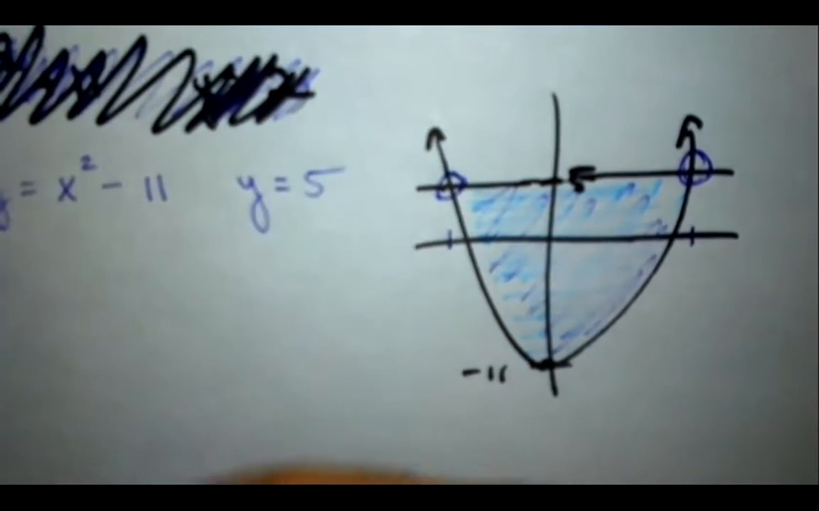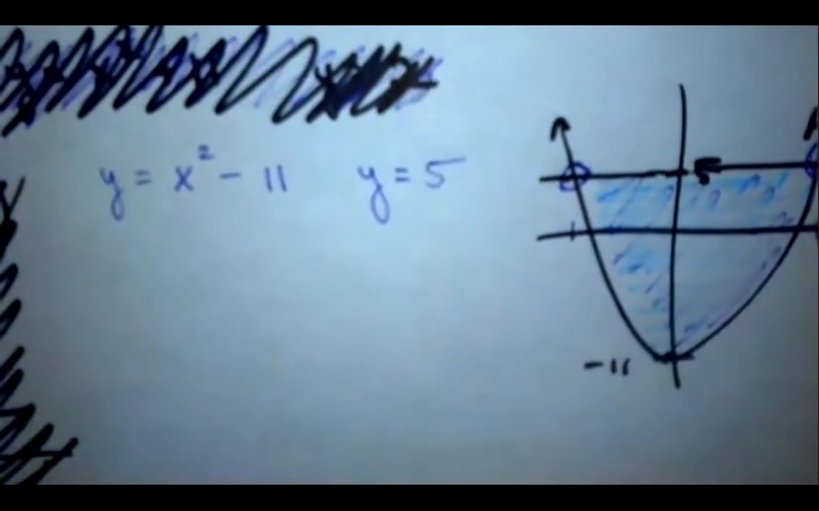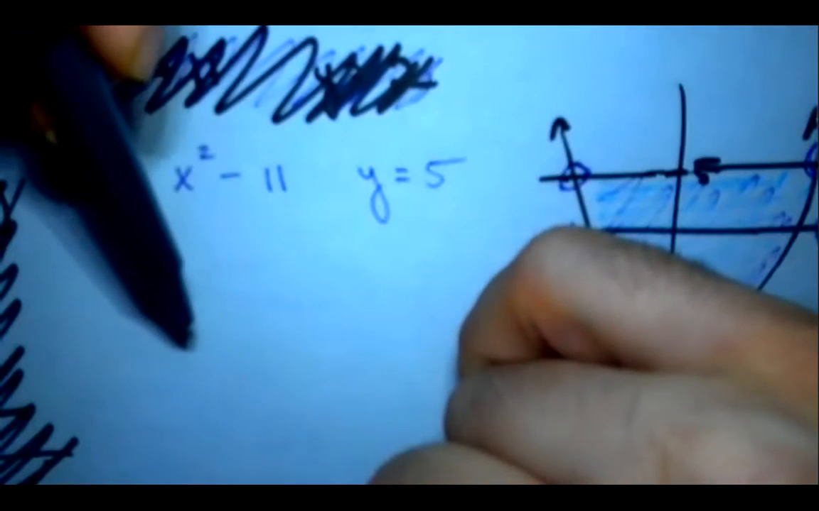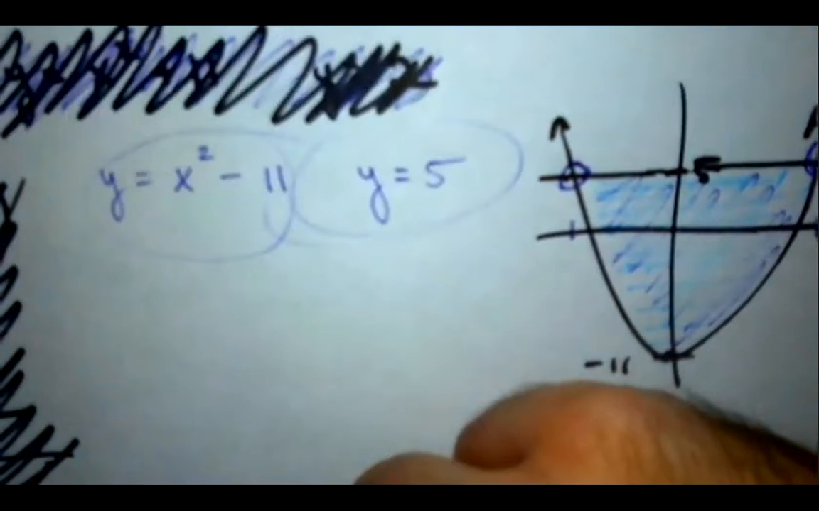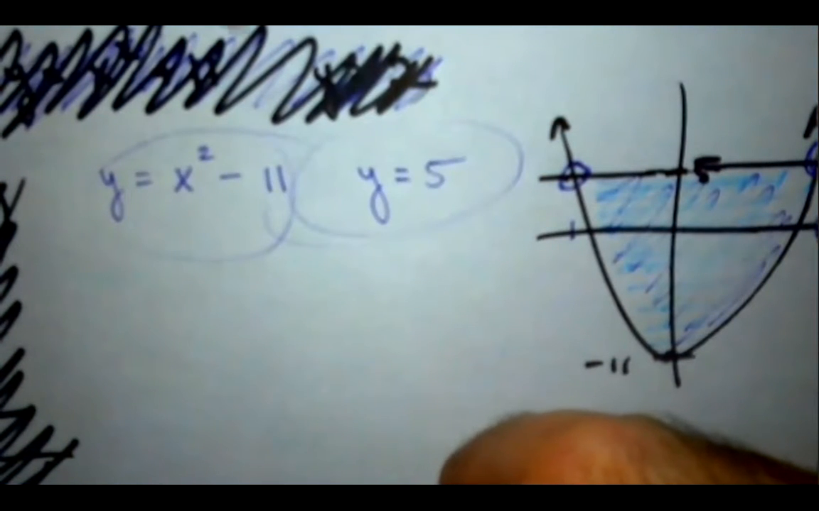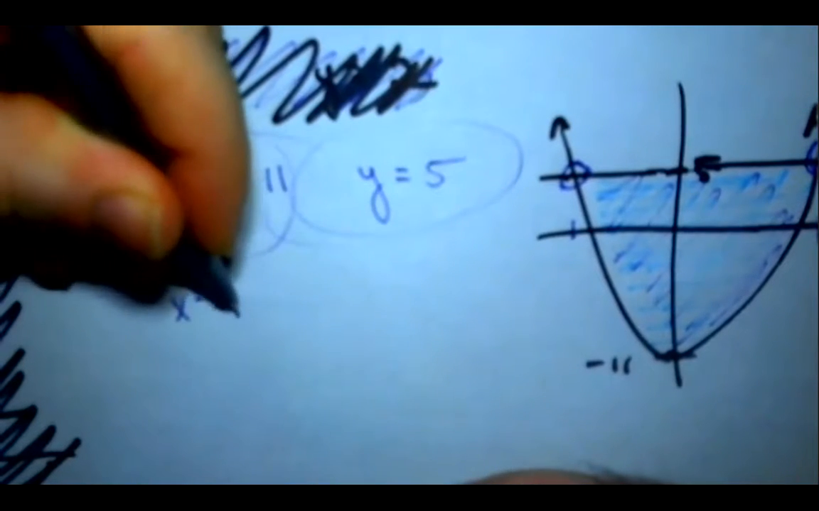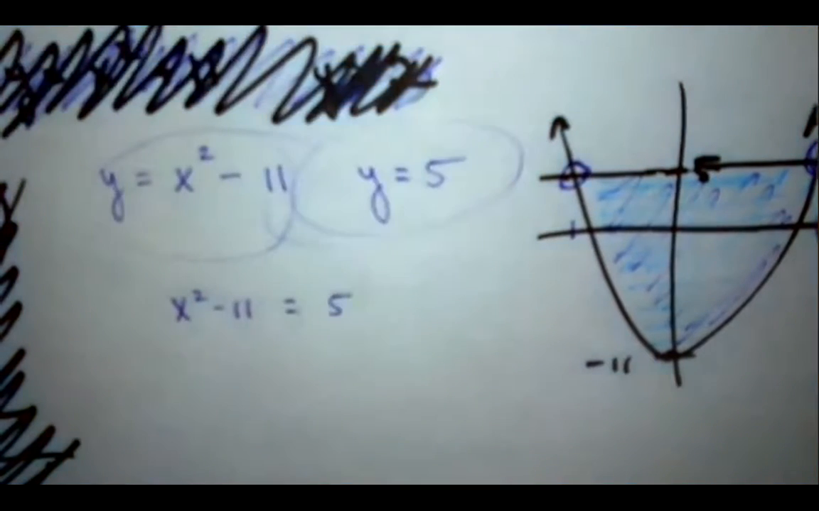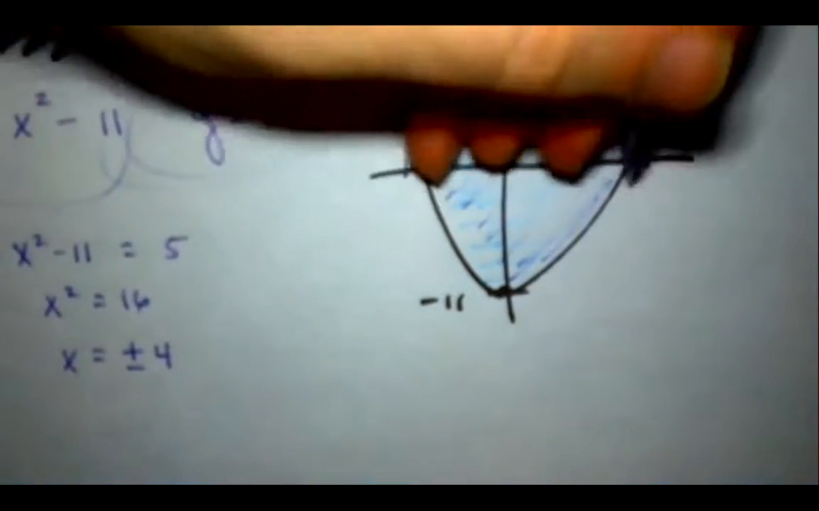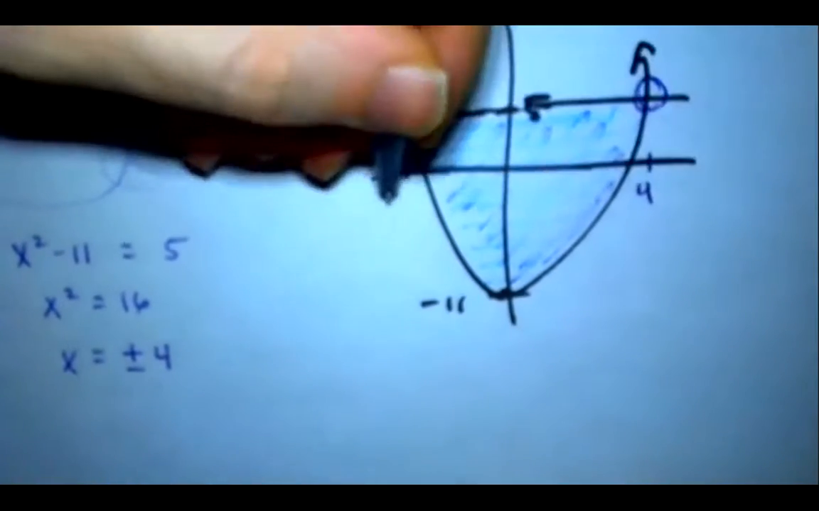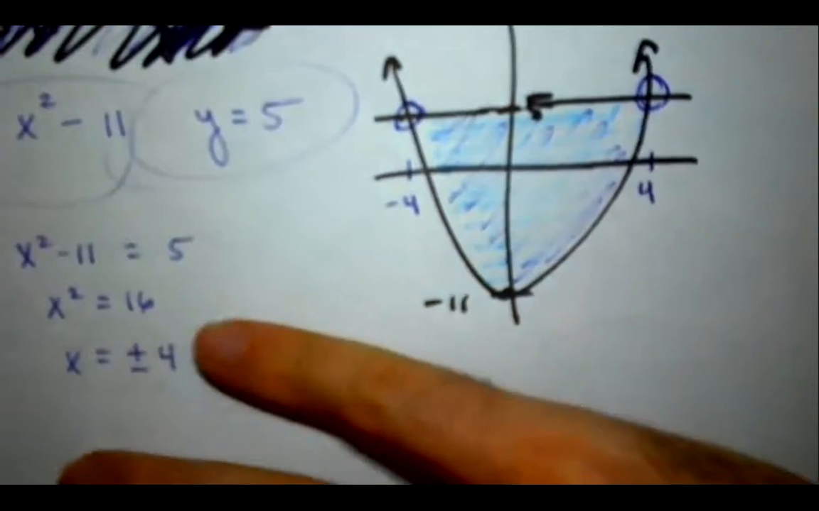So here's the story from now on. Area bounded. Did they give me bounds? If yes, use them. If not, set my 2 equations equal to each other and figure out where they intersect. So x squared minus 11 is equal to 5. If I set them equal and solve, x squared is equal to 16. X is equal to plus or minus 4. The visual shows you that's 4 and negative 4.